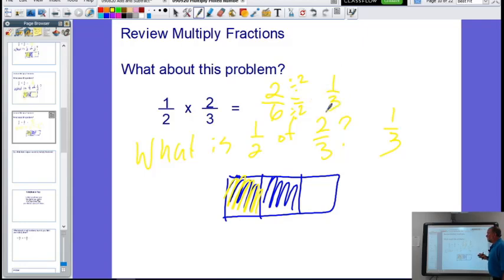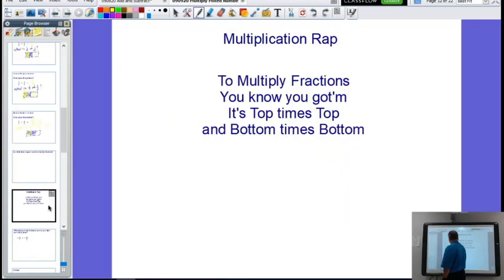So what does it appear that we're doing if we have fractions? It appears that we do top times top, bottom times bottom, and we simplify. Well, there's a little wrap that kind of helps us understand what it is that we're doing. So what I'd like for you to do, I want you to pause the video and write this down in your notes. And then I'll tell you what it says.